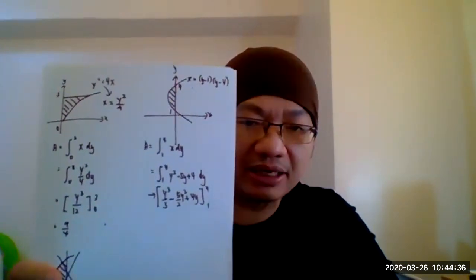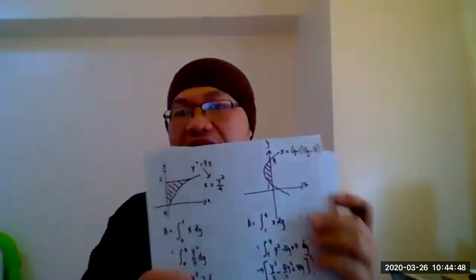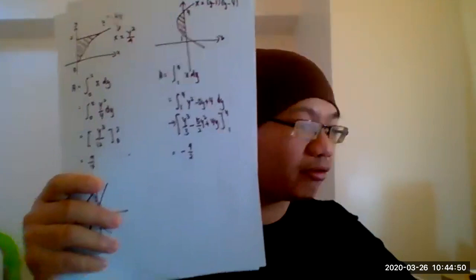Okay, I skip that step, so I leave it for you. So I just write the final answer here. From the example, the answer is negative 9/2. Right? The answer is negative 9/2.